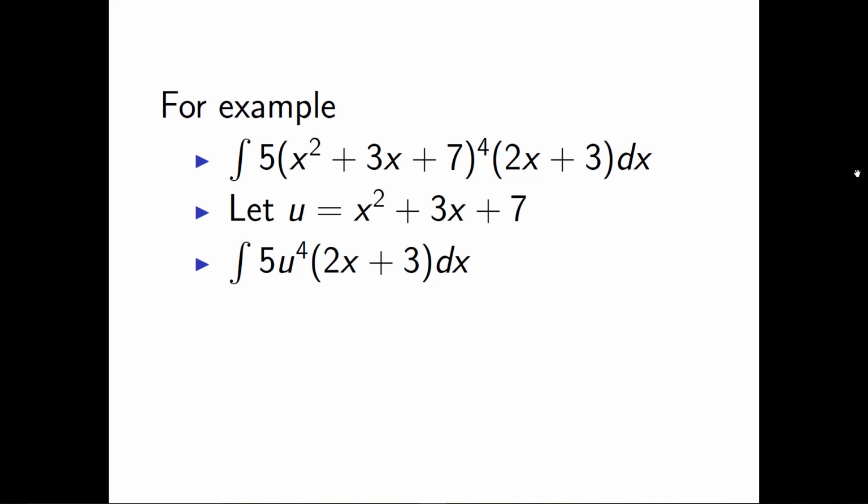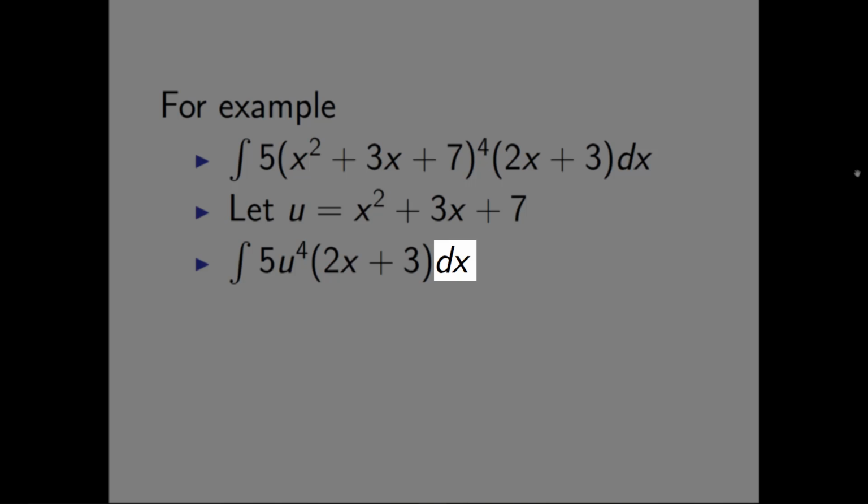Okay, well, let's try that substitution. Okay, that looks good. It certainly looks simpler. We have 5u to the 4. We still have that 2x plus 3 dx. And you'll notice when we talked about the principle, we really needed a function of u, and we needed a du here. Here we have a dx. So how can we do that? How can we get rid of that dx and get a du?